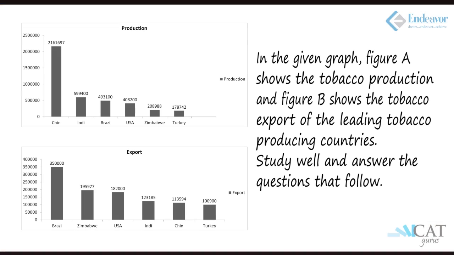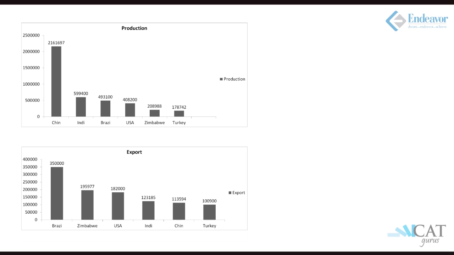Now here we look at a graph. It's slightly tricky or slightly different per se. Let's read it carefully. In the following graph, figure A shows the tobacco production and figure B shows the tobacco export of leading tobacco producing countries. Study well and answer the questions that follow. So the first graph, tobacco production in leading tobacco producing countries. So there are how many countries? 6 countries: China, India, Brazil, US, Zimbabwe and Turkey.